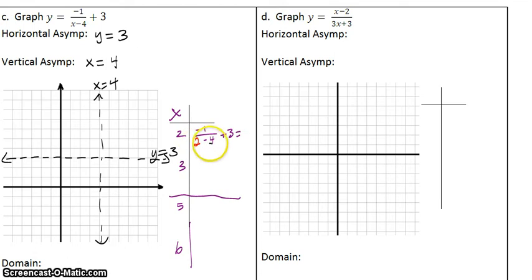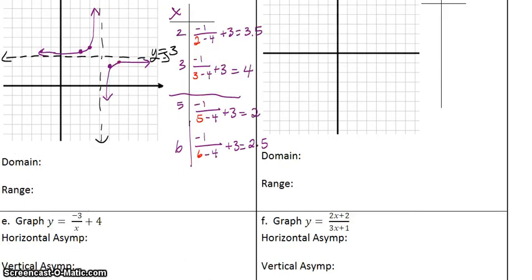All right, 2 minus 4 is negative 2. Negative 1 divided by negative 2 is 1/2. Plus 3 is 3.5. So my first dot is 2, 3.5. And at this point, I would like you to pause the video and fill in the rest of the chart. And when you unpause, I will have it all showing. All right, here's what I got. I got when x was 3, y was 4. When x was 5, y was 2, and when x was 6, y was 2.5.